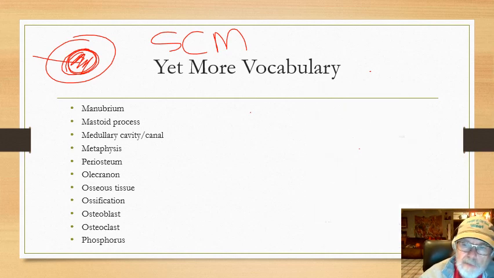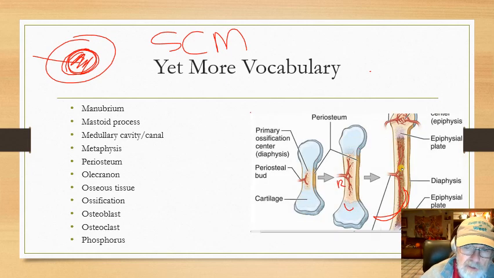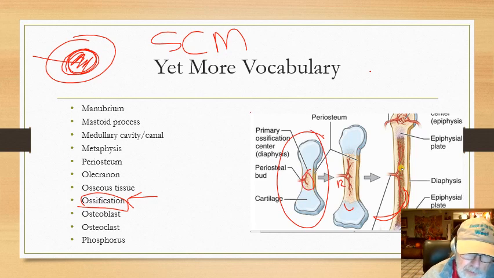I mentioned the olecranon before, and the olecranon is this area right here. So if we're looking at the bone, here's the ulna, here's the radius right here. This area, that bump at the back of the elbow, is called the olecranon, okay? Osseous tissue just means bony tissue, nothing more than bony tissue, okay? Ossification. Ossification is the process of bone becoming bone. When bone actually starts out, it's mostly cartilage, and there might be a little bit of bone in one little area of it. As time goes on, we get more and more bone, the bone comes to spread, and the cartilage now becomes transformed into bone, okay?